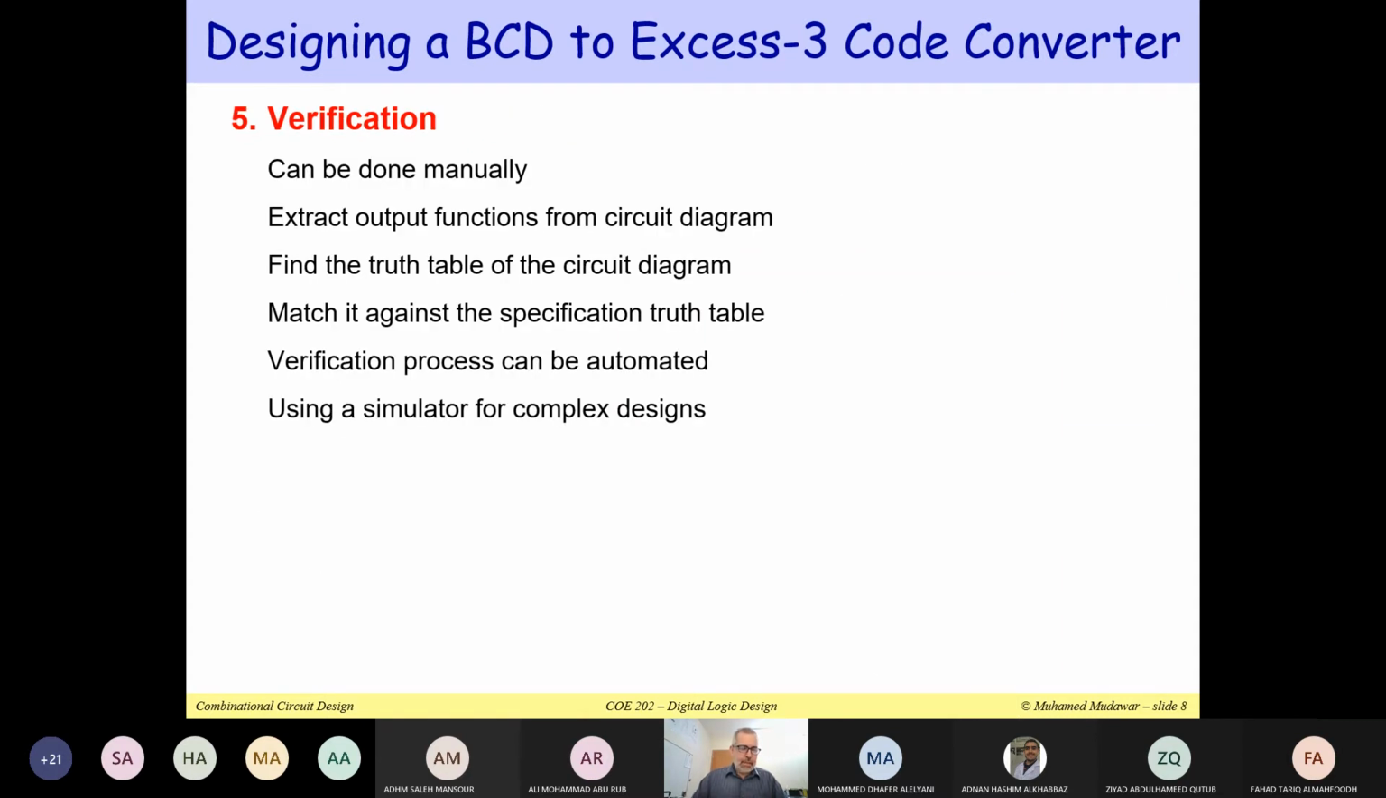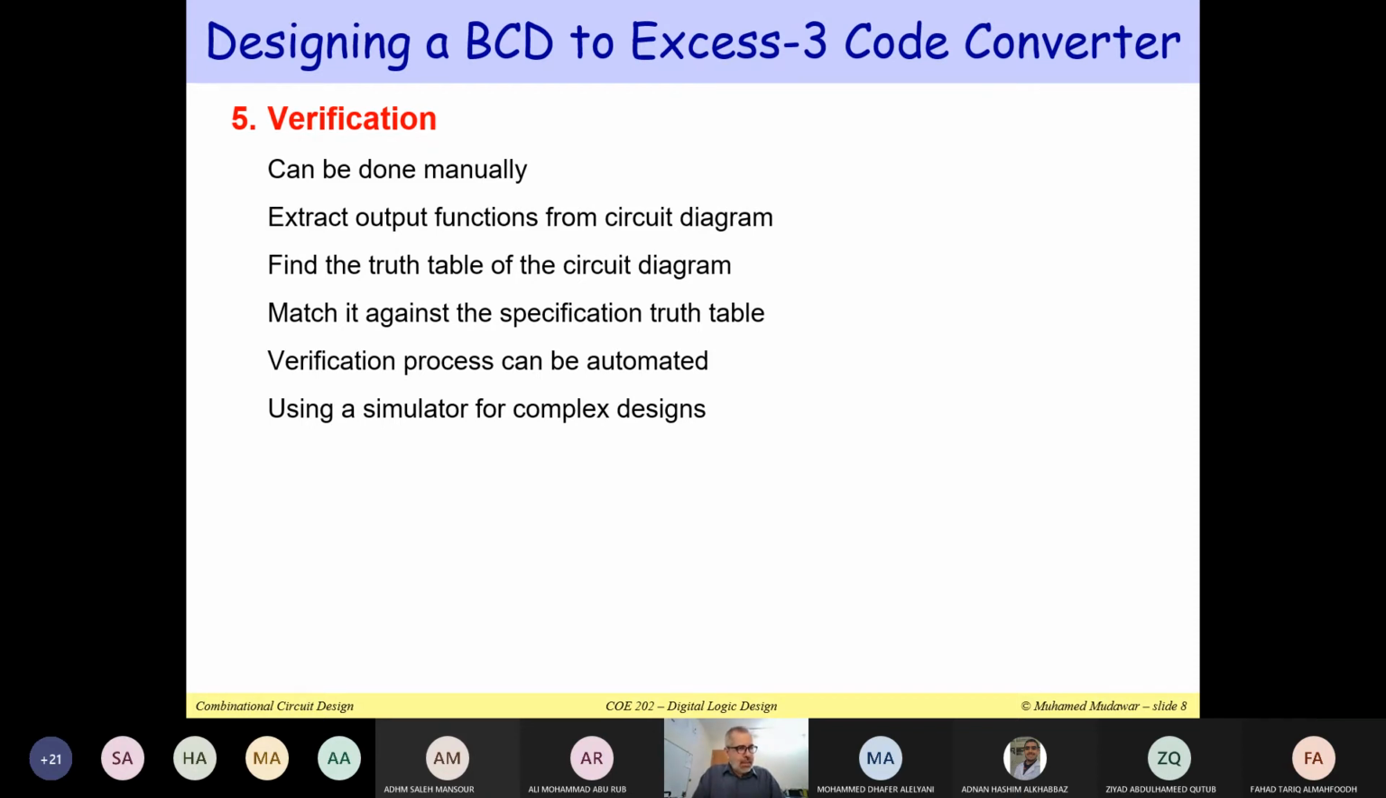We still have step number 5, which is called verification. In verification, you have to ensure that this circuit is going to work properly, that is, ensure the correctness of your design. You can do it manually by hand. You apply inputs and look at the outputs, and if the output matches the output in the truth table obtained during formulation, then you have a correct circuit.